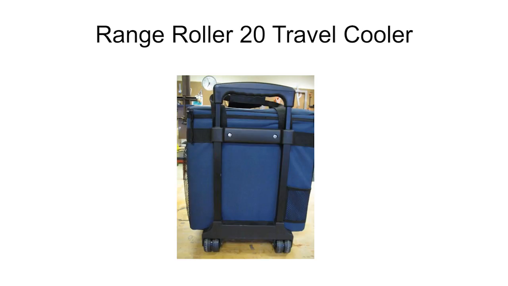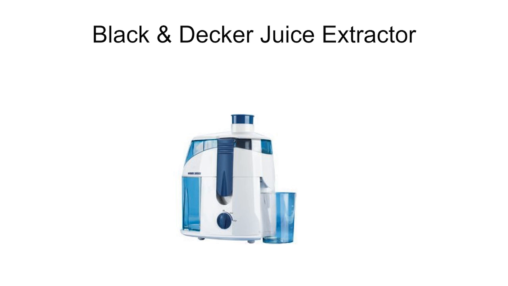Here's another one. This is a travel cooler. So it's a rolling soft side cooler that looks like a piece of luggage with a slide down handle and wheels, but it's actually a cooler. Here's an appliance, a juice extractor.